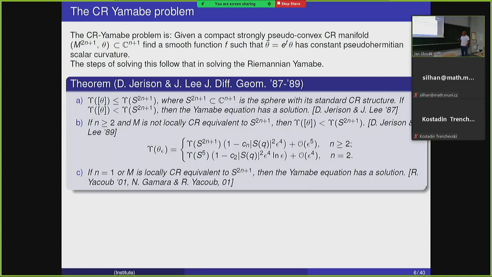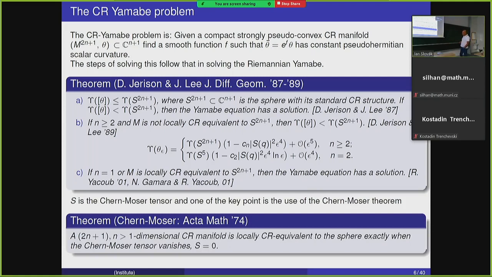So they use this expansion of the Yamabe functional, and this is the Chern-Moser tensor which measures the deviation of the CR structure from being spherical, whether locally the CR structure is not spherical. And so for non-spherical, using these formulas, they show that there is a solution. Actually, as in the Riemannian case, the most difficult part is to show the problem on quotients of spheres. So also they use the Chern-Moser theorem, which says that the CR structure is locally spherical if and only if the Chern-Moser tensor vanishes.